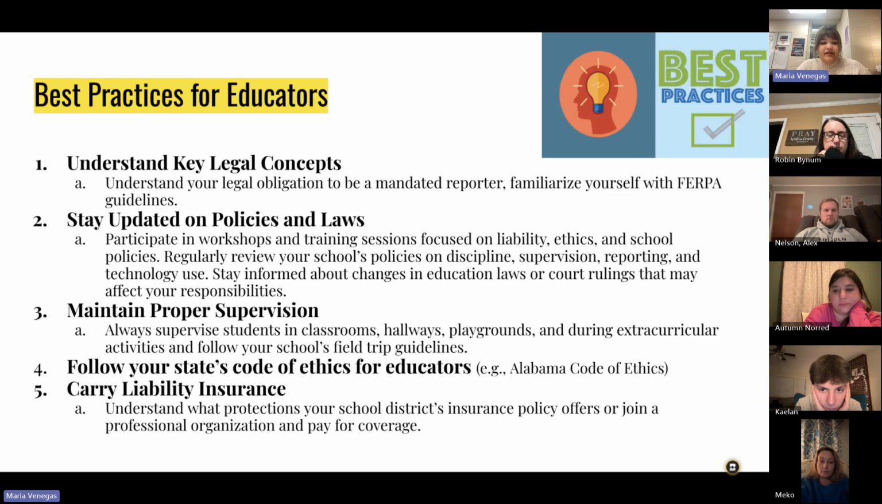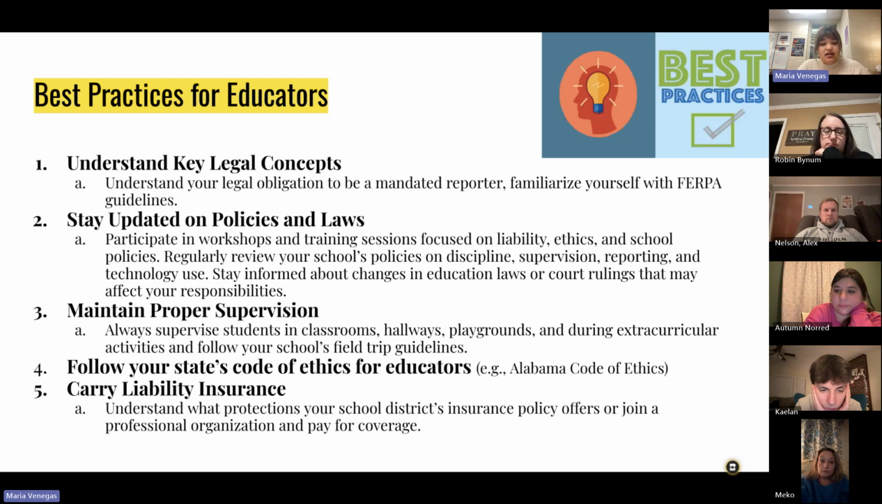So, some best practices. To minimize liability, know your responsibilities as a mandatory reporter and follow FERPA guidelines. Stay updated on school policies, discipline rules, and education laws through training.